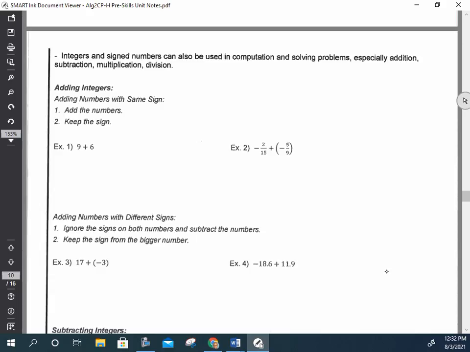For adding, there are two different scenarios. The signs are the same, or the signs are different. The signs being the same means you have two positives, a positive plus a positive, or a negative plus a negative. If the signs are the same, add the numbers, keep the sign. So 9 plus 6, a positive plus a positive, is 15. A positive plus a positive stays positive.